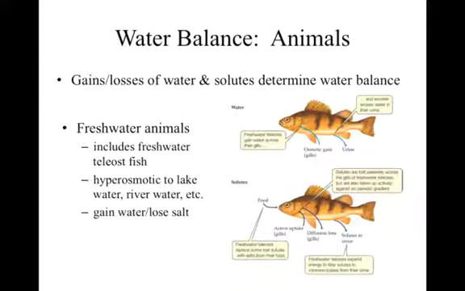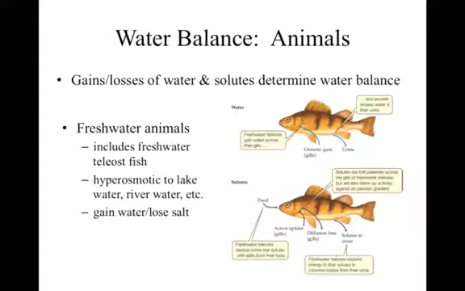So the water flows from the lower salinity to the higher salinity. That means it flows into their bodies. And so they gain water across their gills, and they actually excrete that excess water in their urine.